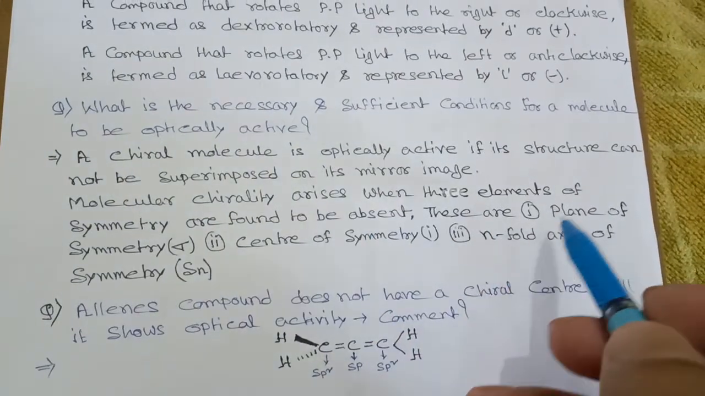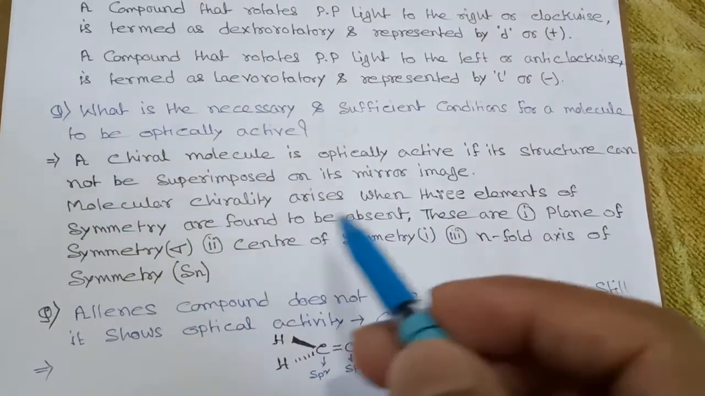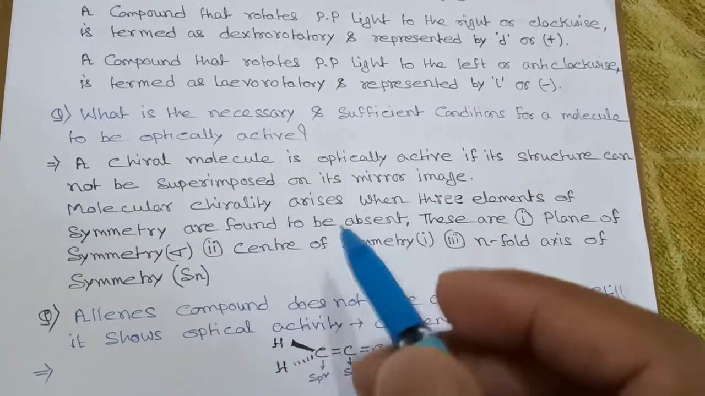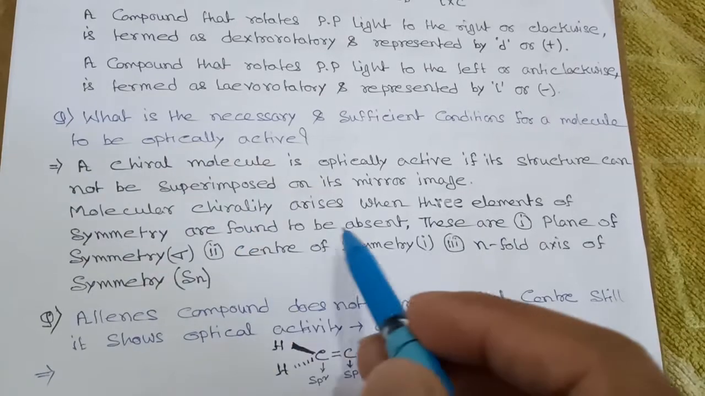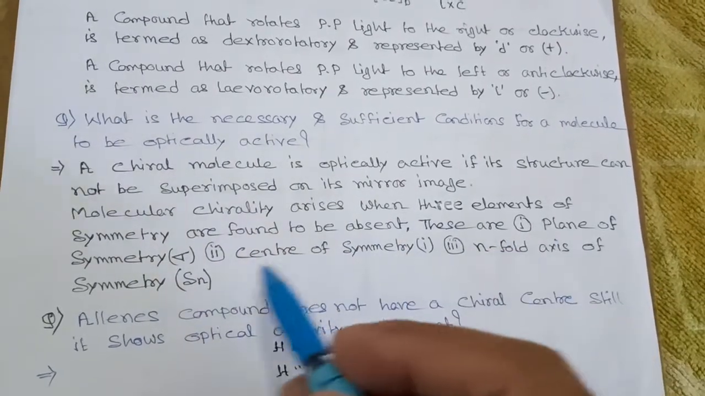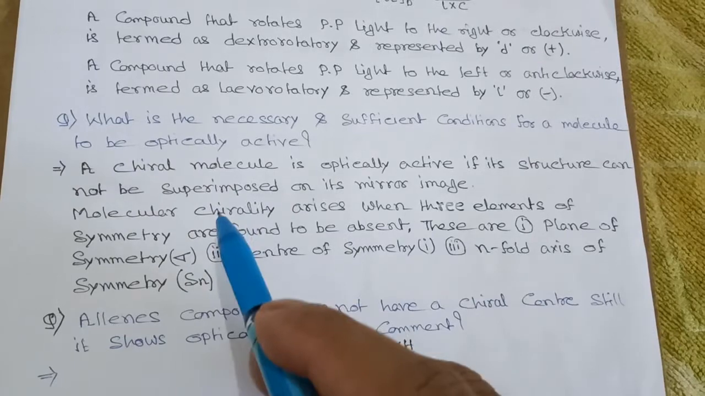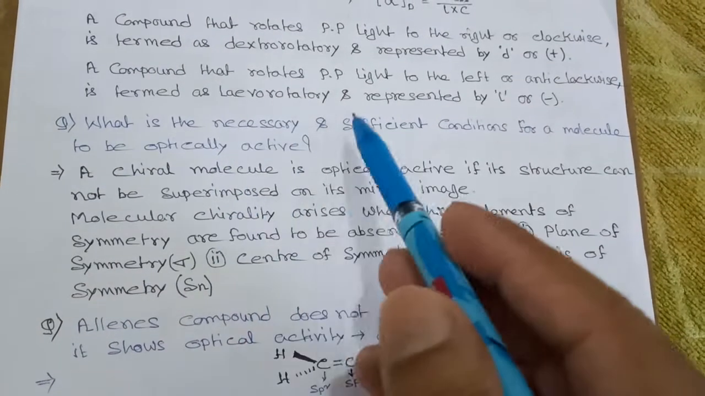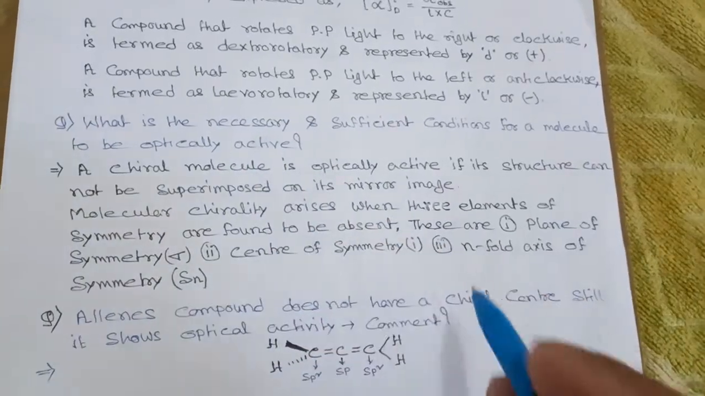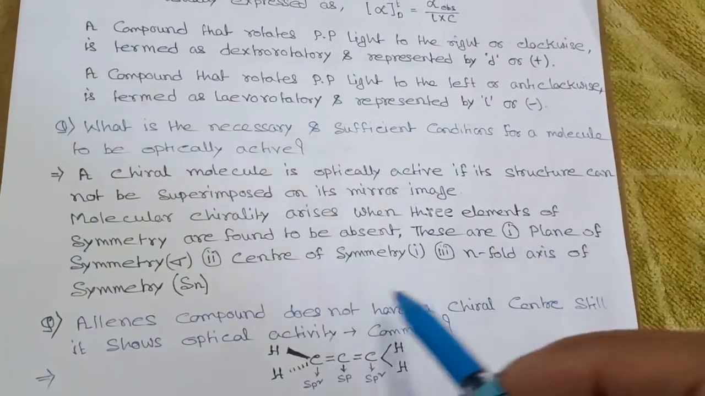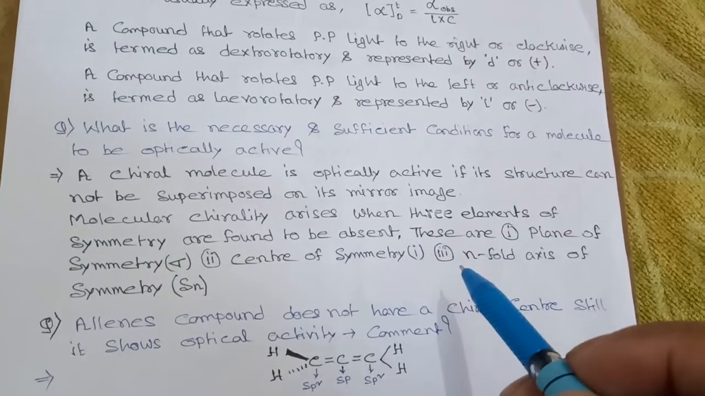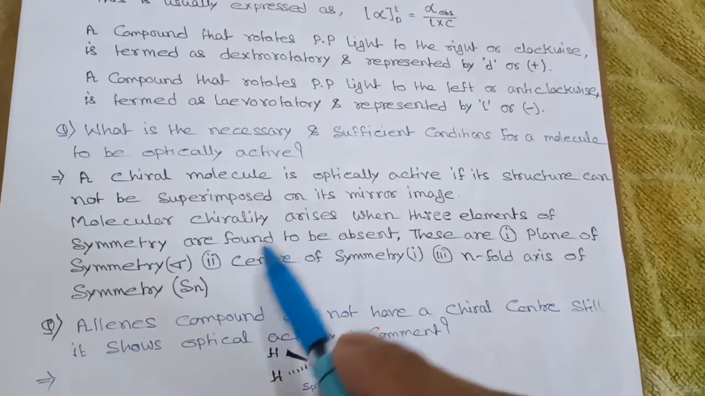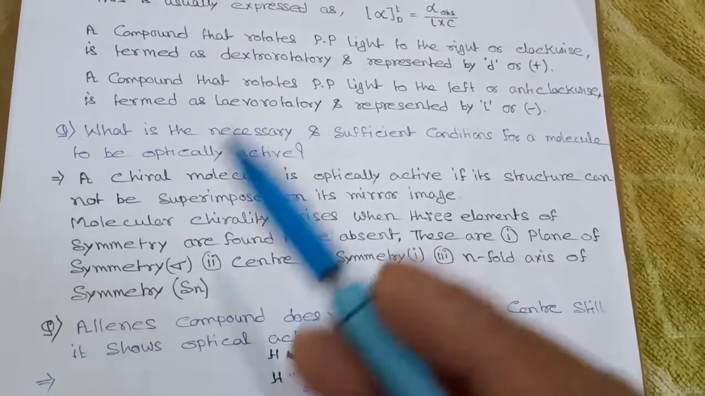If any one of these three types of symmetry is present in your molecule, then that molecule will be achiral. And if these symmetries are absent, then that molecule will be called a chiral molecule. And if you have a chiral molecule, that molecule will be optically active. So the condition is this: if all three elements of symmetry are absent, the molecule will be called chiral, and a chiral molecule will be optically active.